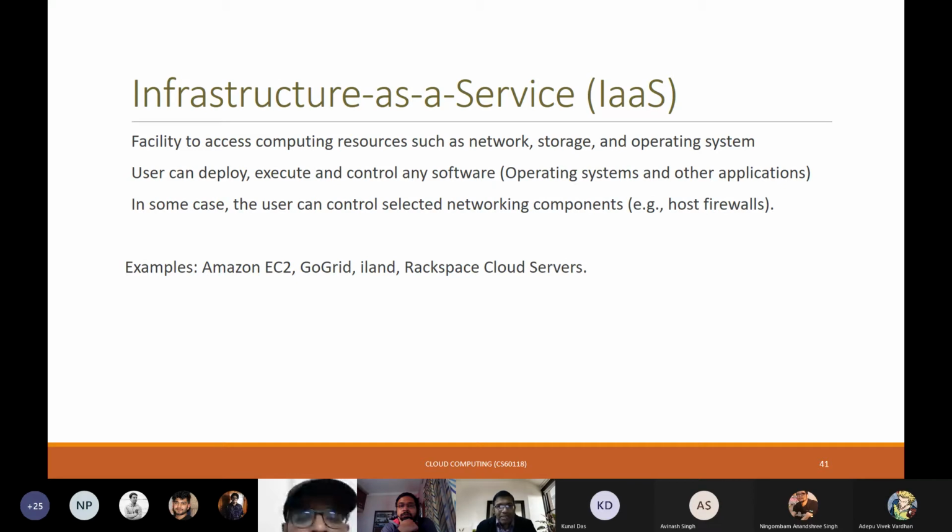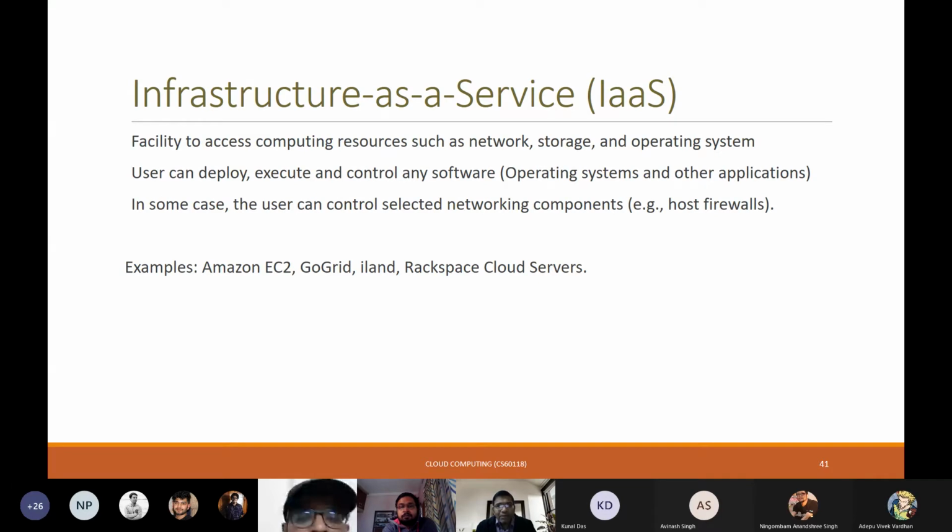Examples of infrastructure as a service, not specifically network as a service, but infrastructure as a service in general. Amazon EC2, I think, is the most well-known infrastructure as a service, very popular. There is GoGrid, Island, Rackspace cloud servers. Actually, the number of infrastructure as a service cloud offerings that are there are enormous.